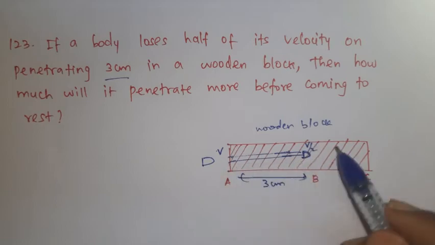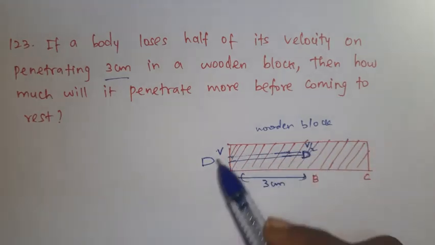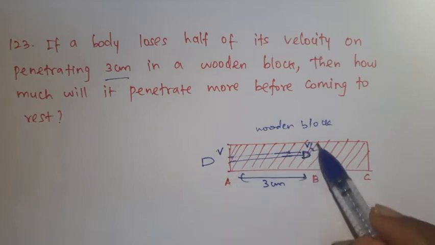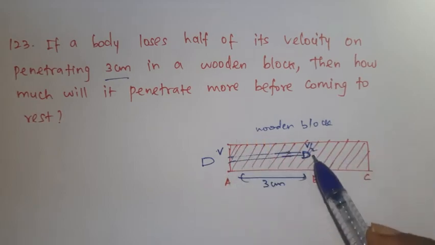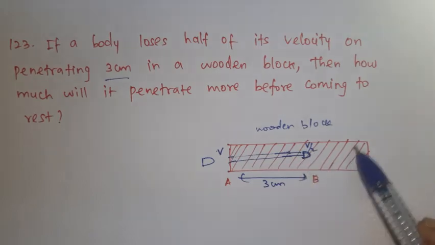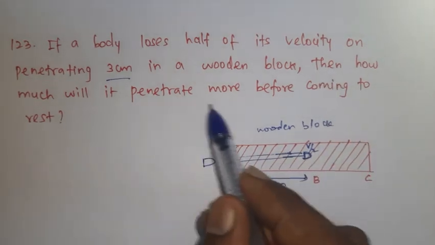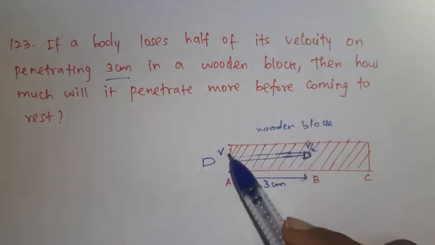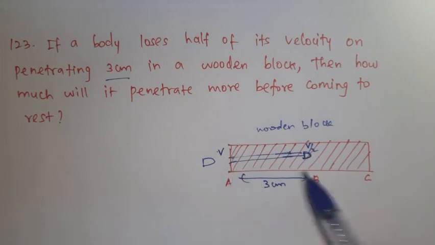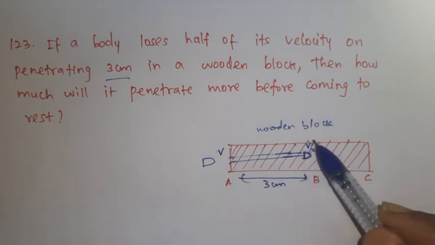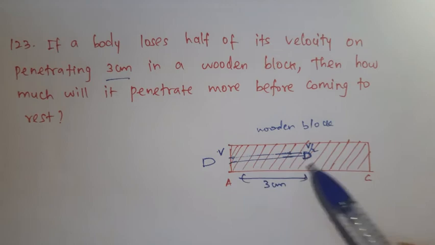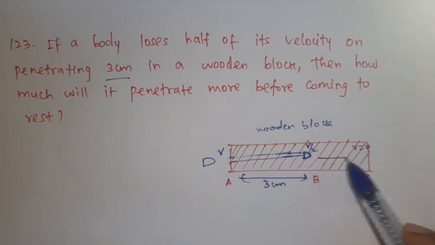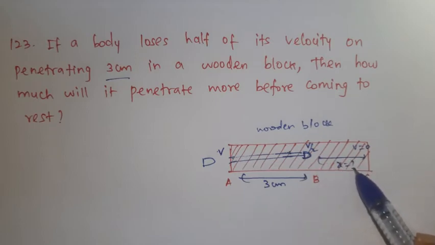So there will be acceleration. Here the velocity is v, then after traveling 3 cm, the velocity is reduced to v by 2, then this body comes to rest. Then how much will it penetrate more before coming to rest? So the velocity gradually decreases. Initially the velocity was v, after traveling 3 cm the velocity became v by 2. The velocity will reduce further and become 0. When the velocity becomes 0, how much distance has it traveled? So this distance we have to find out.